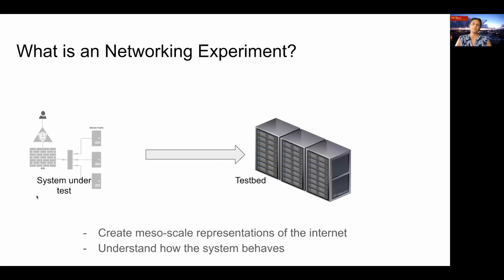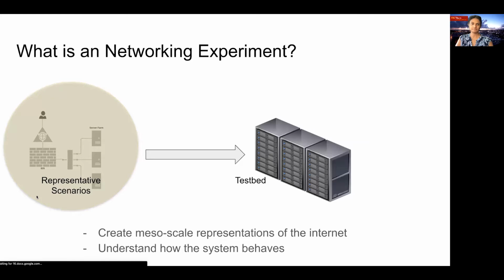What do we mean by a networking experiment? The goal of a networking experiment is to conduct realistic evaluations of systems on a testbed. Researchers use the testbed for testing and tuning their systems, but in order to do that, they first need to create representative scenarios. These scenarios are mesoscale models of the internet or enterprise networks with a wide variety of topological conditions and application mixes. The goal of a networking experiment is to understand how their system behaves in these conditions in order to optimize the performance of their system.